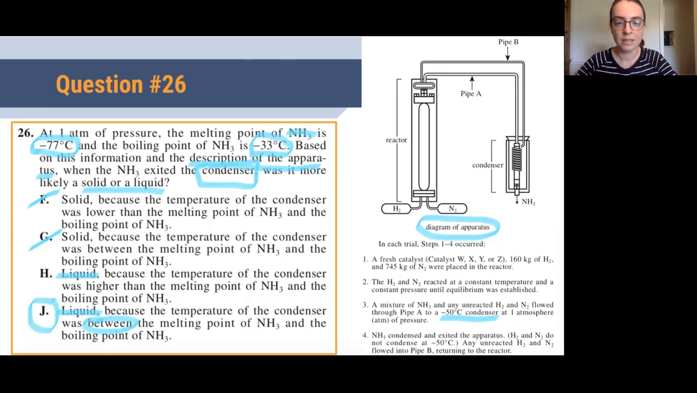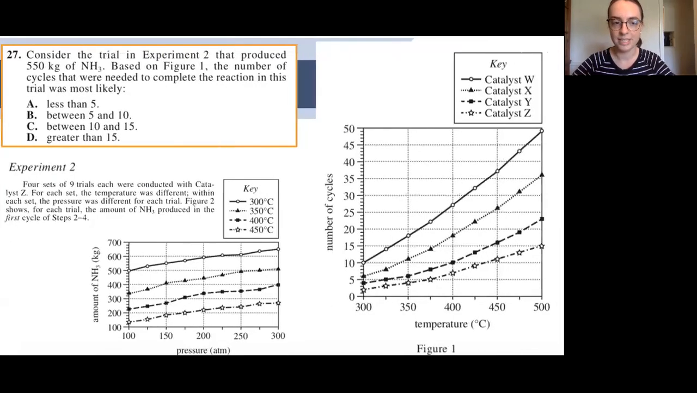All right, let's look at our next most missed question, number 27. Consider the trial in experiment 2 that produced 550 kilograms of ammonia. Okay, so I know I'm looking at experiment 2. So I found the section that said experiment 2 because they tell us here. And I'm looking for 550 kilograms of ammonia.